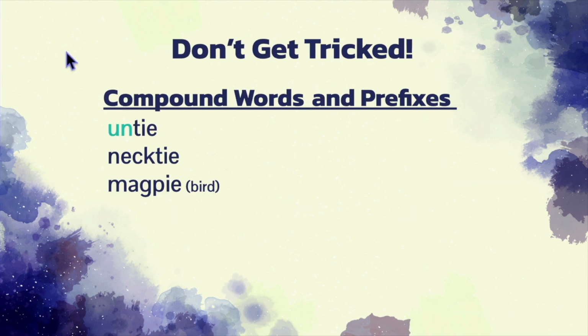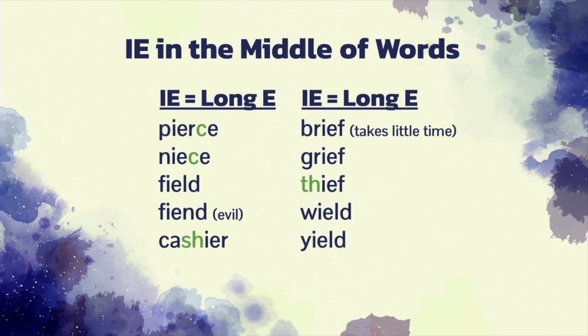There are a few words where you need to watch out so you don't get tricked. You need to look for prefixes and compound words. So right here we have the word untie with the prefix un. So the root tie is short, so it has the long I sound. Now we have a compound word, necktie. And finally we have the word magpie, which is a type of bird.